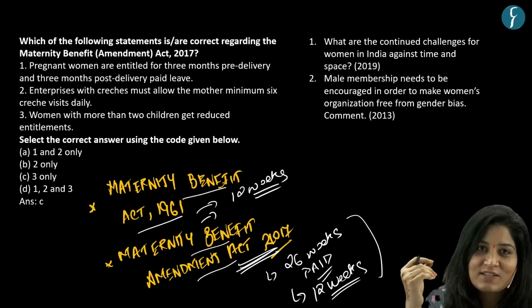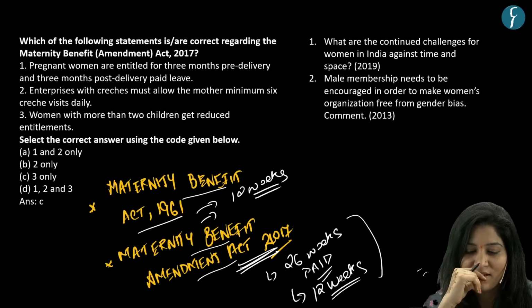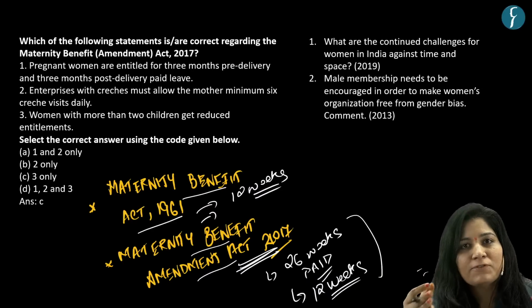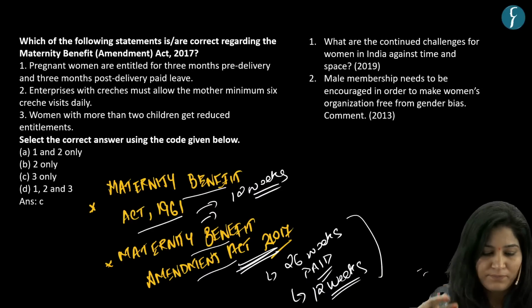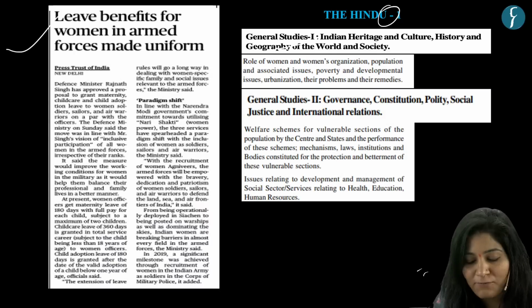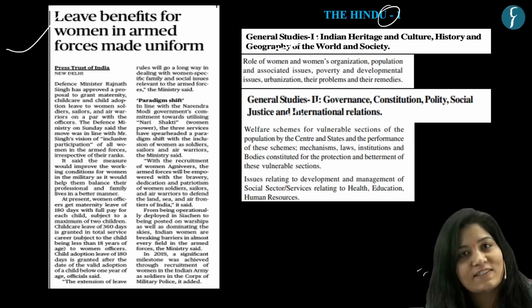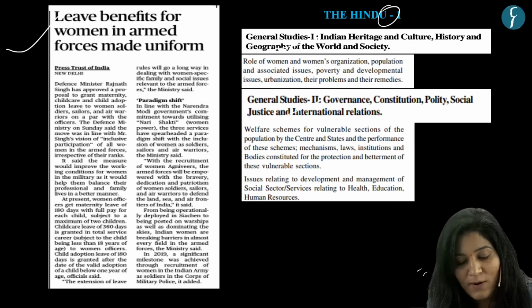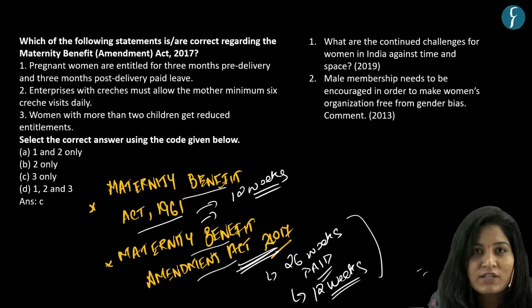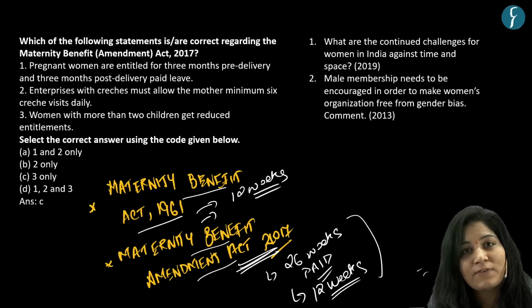Okay, now why have we taken this topic? Because women as a group, a vulnerable group, is quite important for your society in paper 1, and it is also important for your paper 2 under social justice. Also, UPSC has been repeatedly asking questions related to challenges faced by women.